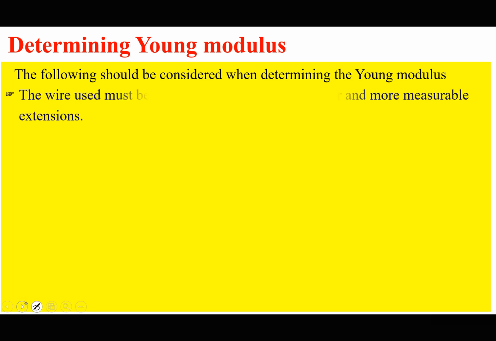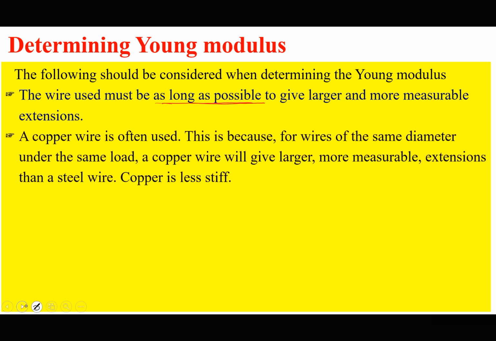Number one, the wire you choose to use must be as long as possible. A long wire is going to give us a bigger measurable extension. Many times when you take a measurement of a large quantity, the percentage uncertainty is very, very small. So a long wire is going to give us a large and more measurable extension, which will give us a smaller percentage uncertainty.